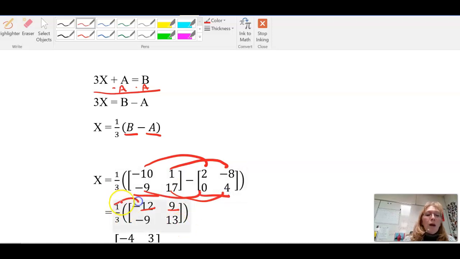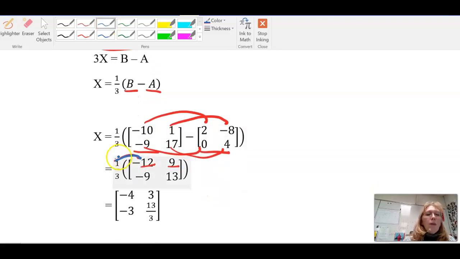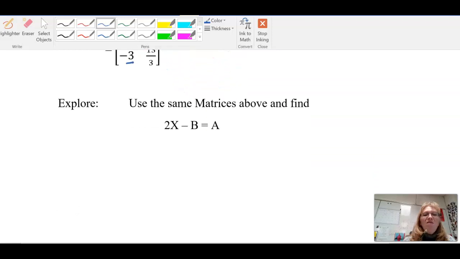Now I'm going to multiply everybody by 1/3. Negative 12 times 1/3 is negative 4. 9 times 1/3 is 3. Negative 9 times 1/3 is negative 3. Then 13 times 1/3 is just 13/3. It is okay to have fractions in your answers.